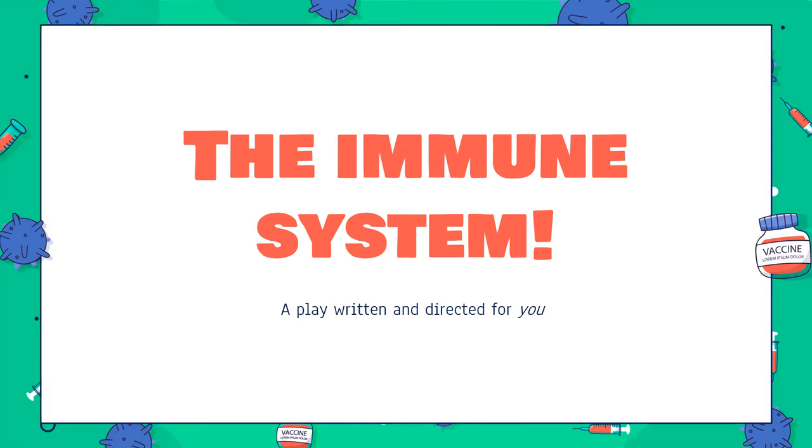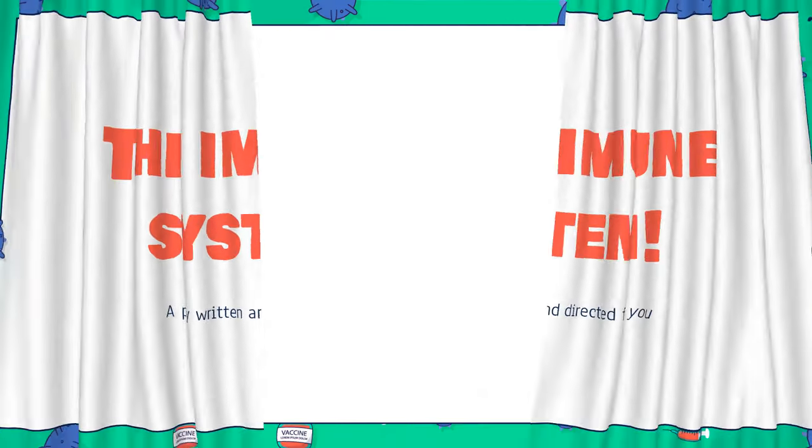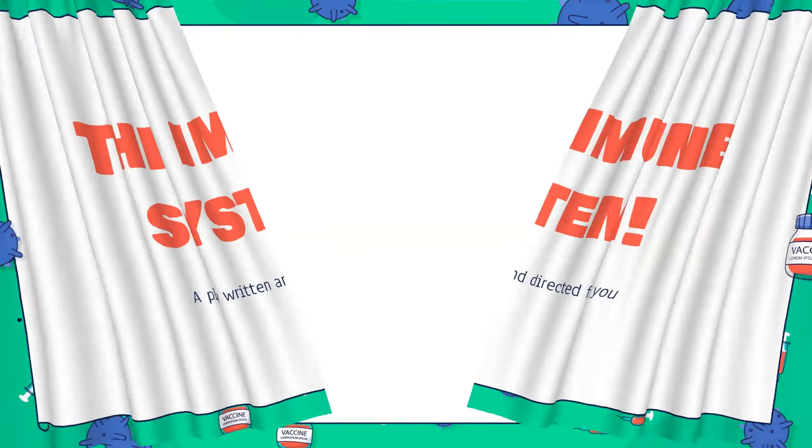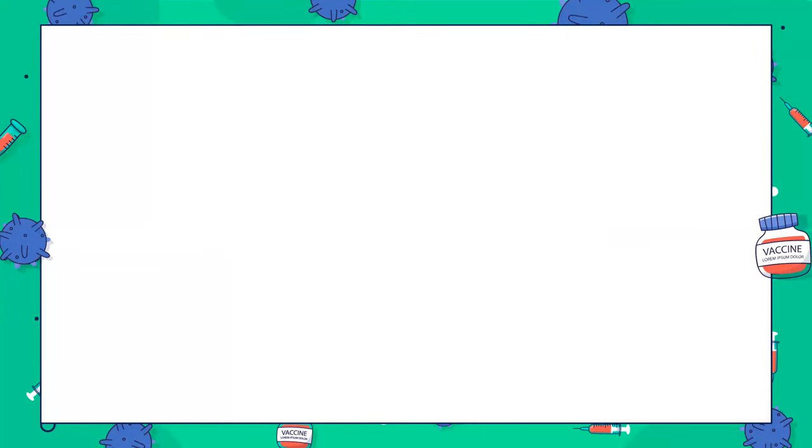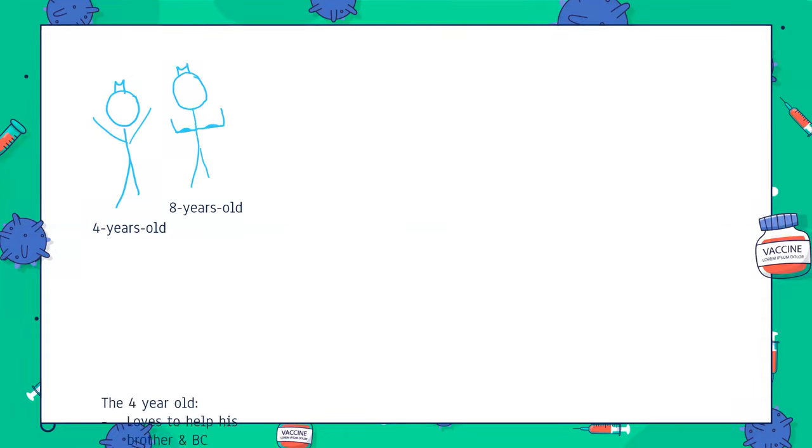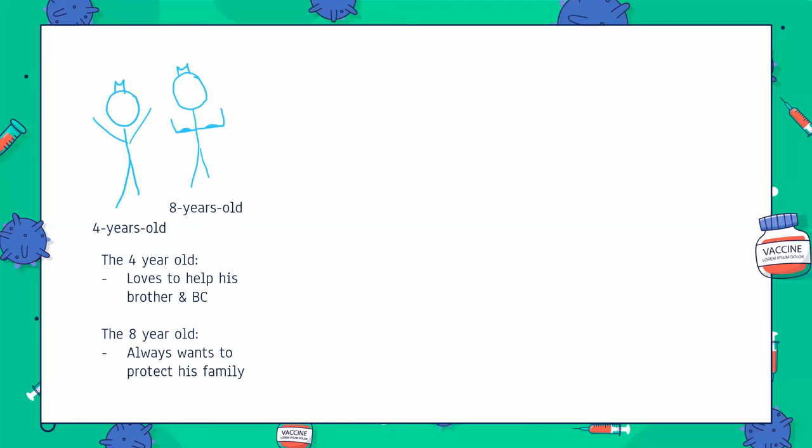So, first of all, when you think of immune system, you would probably think of, oh, okay, I've done HLS. I think of lymphocytes, right? Or I think of like neutrophils, which is perfect. But for now, I would like you guys to meet our 4-year-old boy and our 8-year-old boy. The 4-year-old boy loves to help his brother so much. He tries his best to always be there for him. He tries his best to support him. And he also tries his best to support their babysitter.